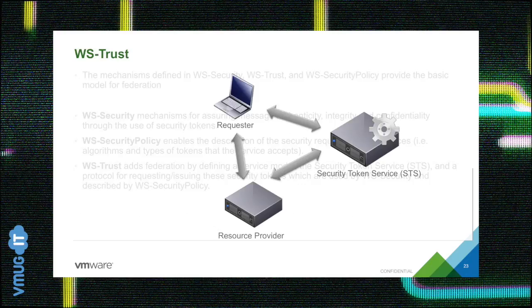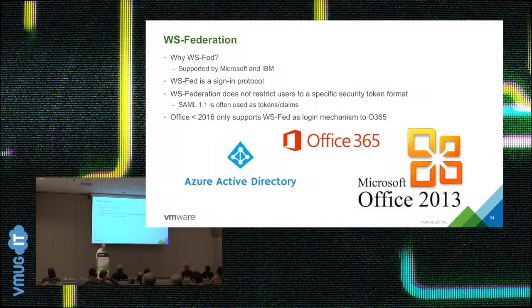I just wanted to mention the different parties. It's also 3 different parties. The requester is the end user. Security token service is the IDP. And then you have a resource provider or relying party, which is the SP in SAML lingo.